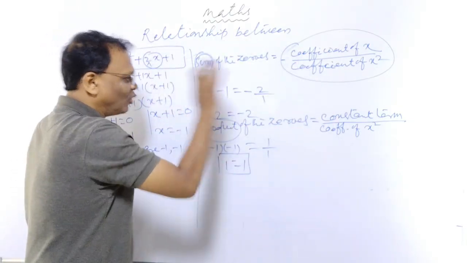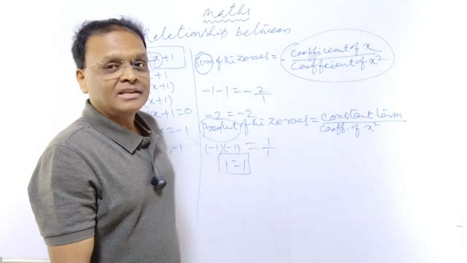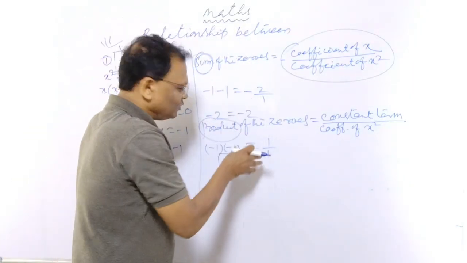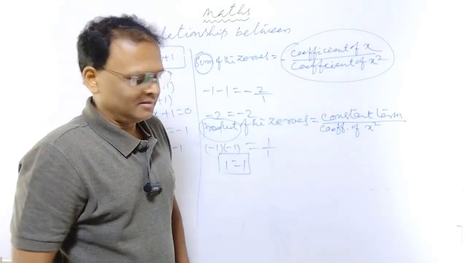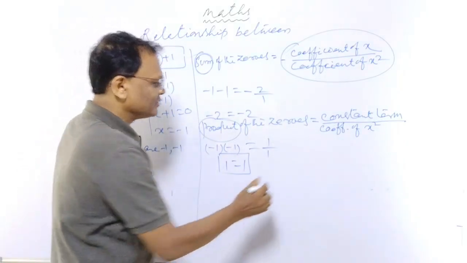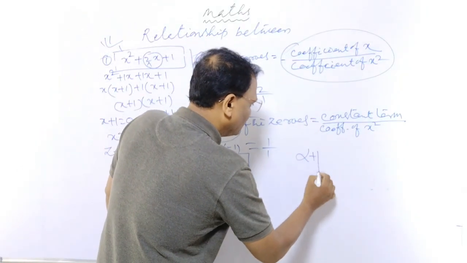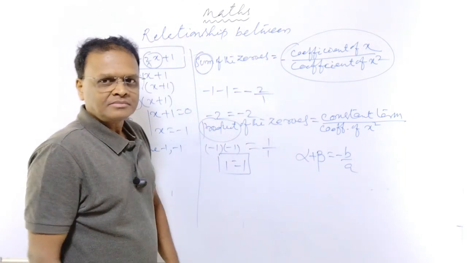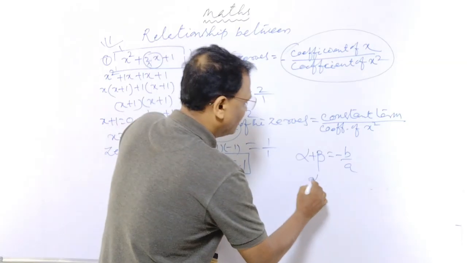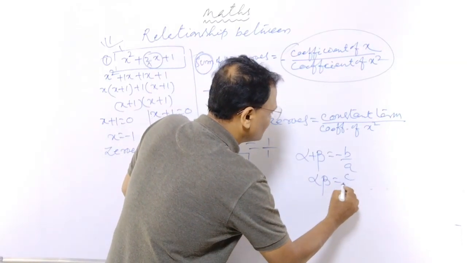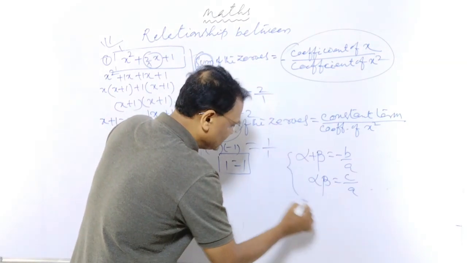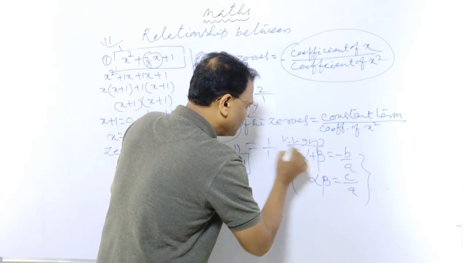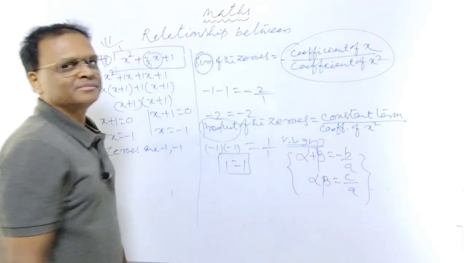Finally, after summing up all, what I can write will help you for your MCQ. Anyhow, I'll do these two. If I write symbolically, what does the formula become? This becomes alpha plus beta is equal to minus b by a, and alpha into beta is equal to c by a, which is very, very important.